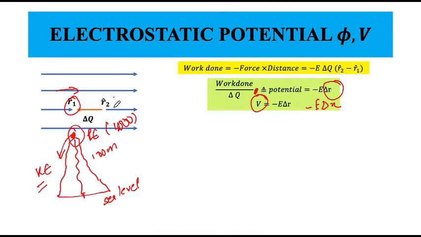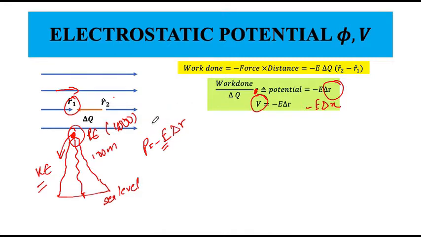Okay, so if someone moves against the field, we are imparting energy to the object, and the object can convert that potential energy into kinetic energy. So this potential is minus E delta R. Note that the fact that potential is work done against the field is indicated by the negative sign. Okay, so this is important. We will later see why it is important.